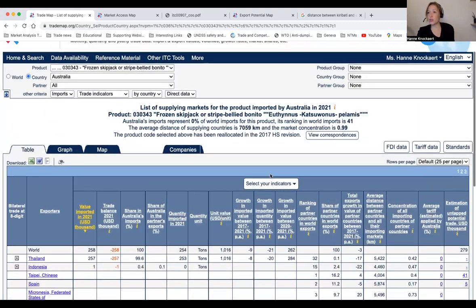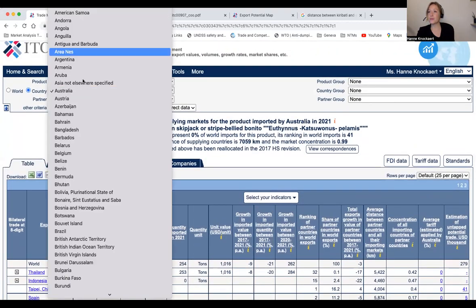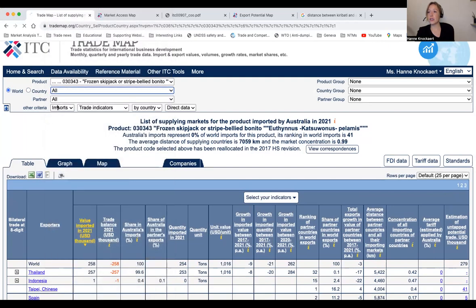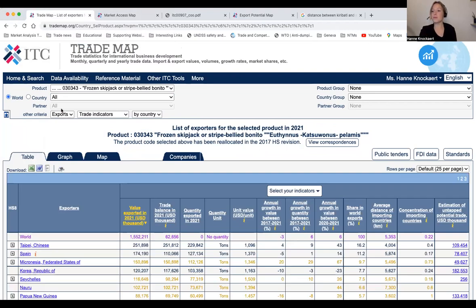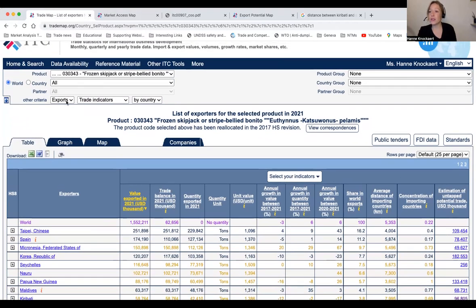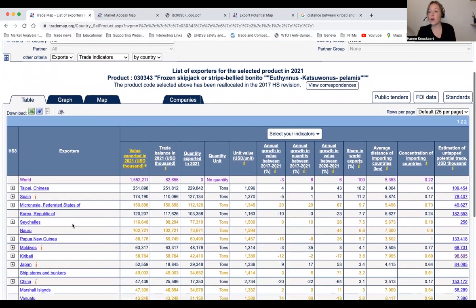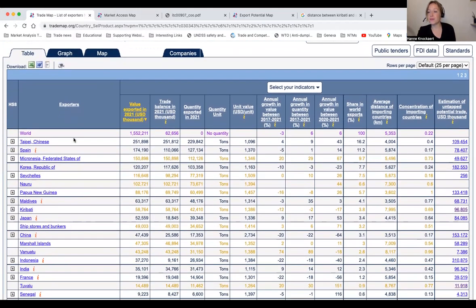So maybe we should look at all countries and at exports to see the situation more in detail. So once we remove Australia and we add all exports of this fish, we can see that the same list as we were looking at before now just shows up with all the information in all the columns. So again, Chinese Taipei is the top exporter of this fish. Spain follows, and Micronesia is third.